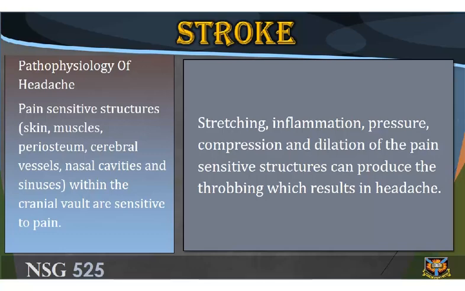Pathophysiology of headache. Pain-sensitive structures, skin, muscle, periosteum, cerebral vessels, nasal cavity, and sinuses within the cranial vault are sensitive to pain. Stretching, inflammation, pressure, compression, and dilation of these pain-sensitive structures can produce traction, which results in headache.